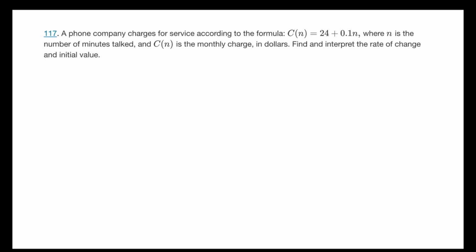All right, let's run through a couple of application problems. My first application problem says a phone company charges for service according to the formula C of n equals 24 plus 0.1n, where n is number of minutes talked, and C of n is the monthly charge in dollars. Find and interpret the rate of change and the initial value.